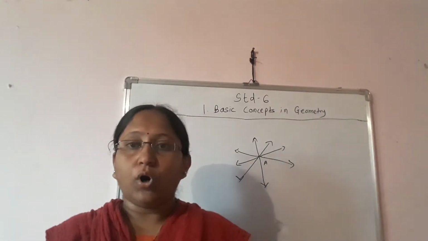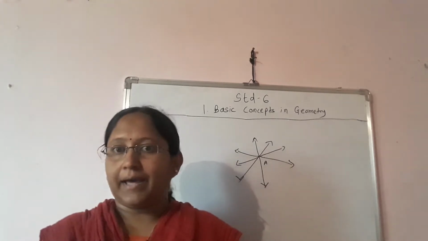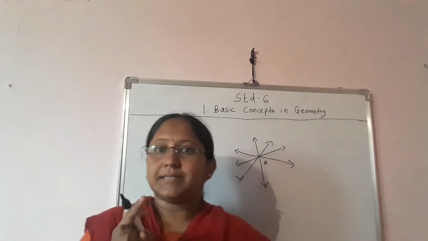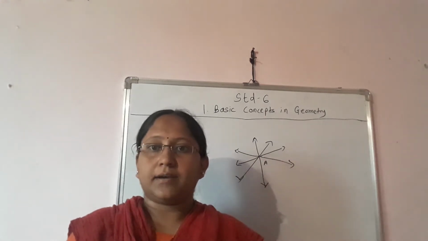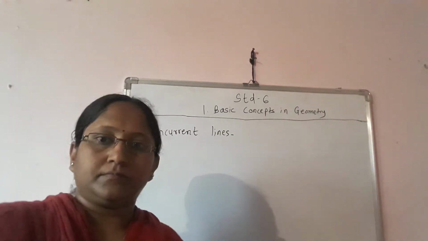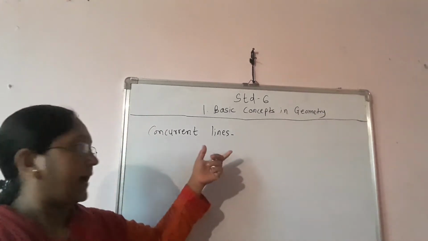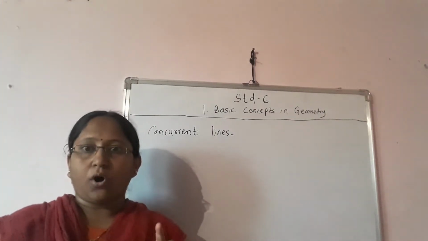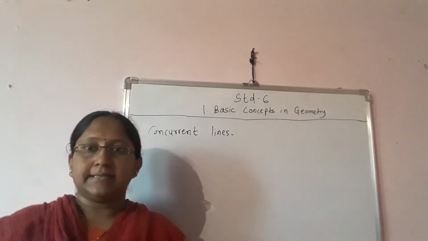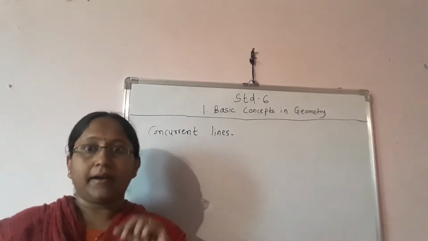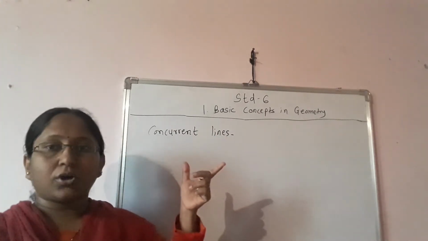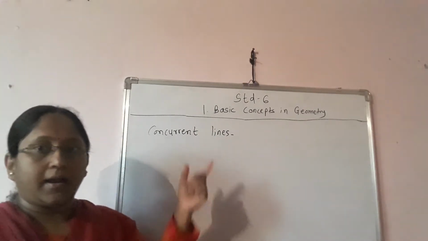When we draw 3 or more lines through one point, then those lines are called concurrent lines. When from one point we draw 3 or more lines, minimum 3 lines required, then those lines are called concurrent lines.